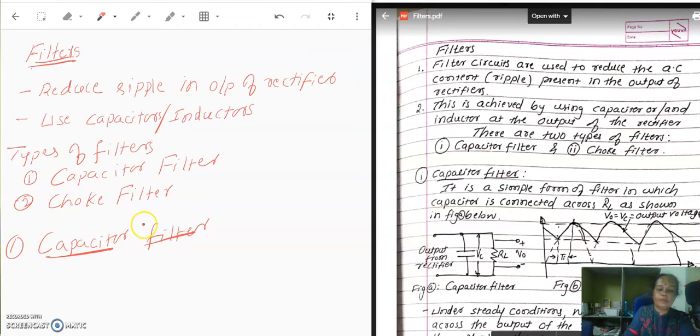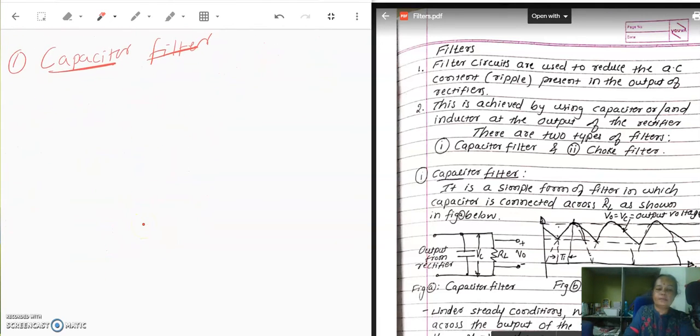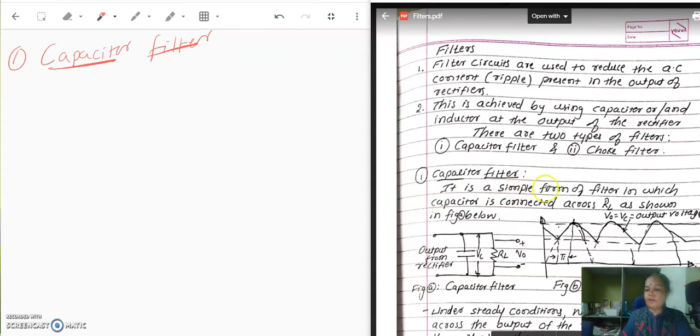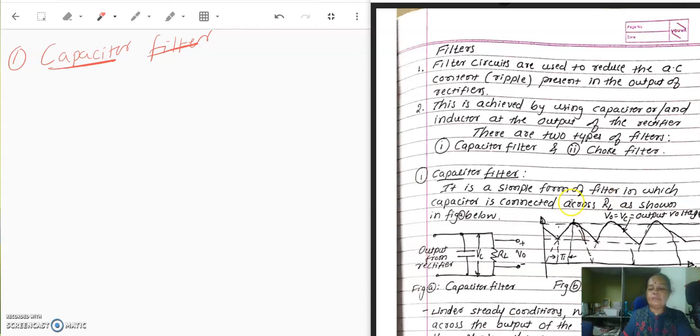So this is the capacitor filter. It is a simple filter in which a capacitor is connected across the output, across RL. So let us consider the output of the rectifier at this point. If we consider the full wave rectifier, the output is in this manner.